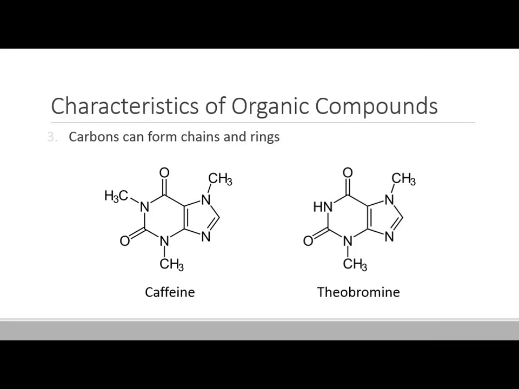So for instance, you can see here we have caffeine versus theobromine. 2 very similar compounds, sometimes considered chemical cousins of each other. And caffeine is found in a lot of cola drinks, found in coffee and tea and so forth. Theobromine is a chemical compound found in chocolate. And many people think that chocolate's high in caffeine. It's actually not. It's high in theobromine. In fact, the Latin name for the cocoa tree is Theobroma cacao, which actually means food of the gods.